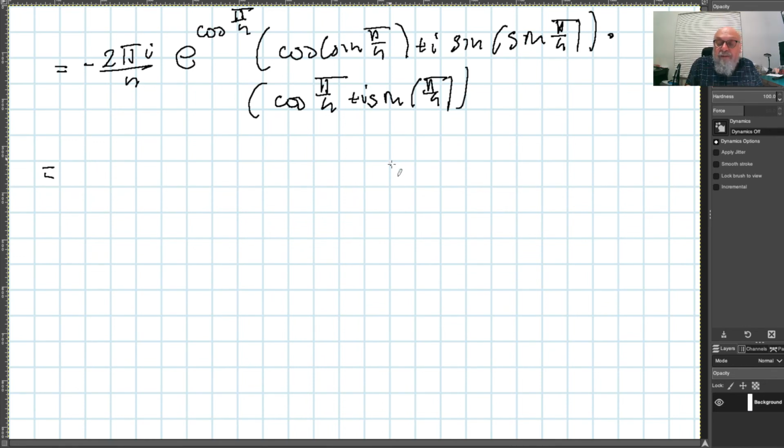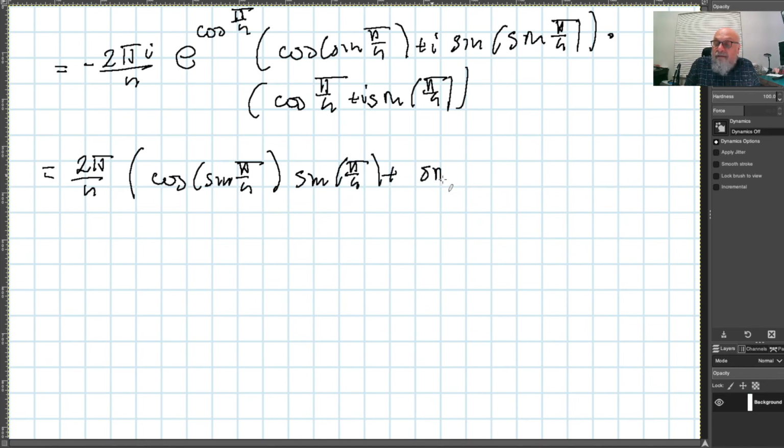The answer will be first, this is minus I times I, it means the imaginary part will change. So put it like this, 2 pi over n, and then I have here the real part will be this times that and this times that, so this will be cosine pi over n times sine pi over n plus sine pi over n, and this will be cosine pi over n, and that's the real part.